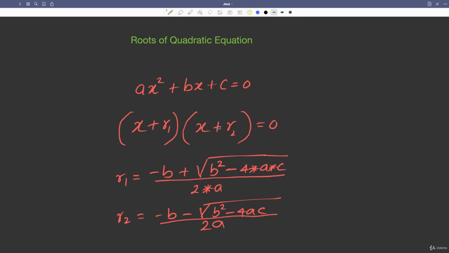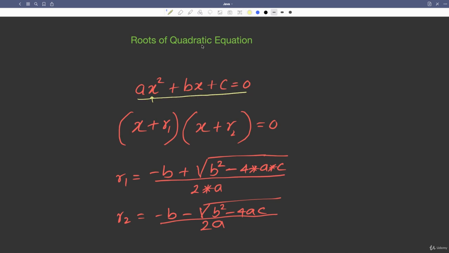The challenge is to find roots of a quadratic equation. This is a common program. So let us understand what it means by roots and what it means by quadratic equation. See, any equation containing a single variable x of this form is called quadratic.